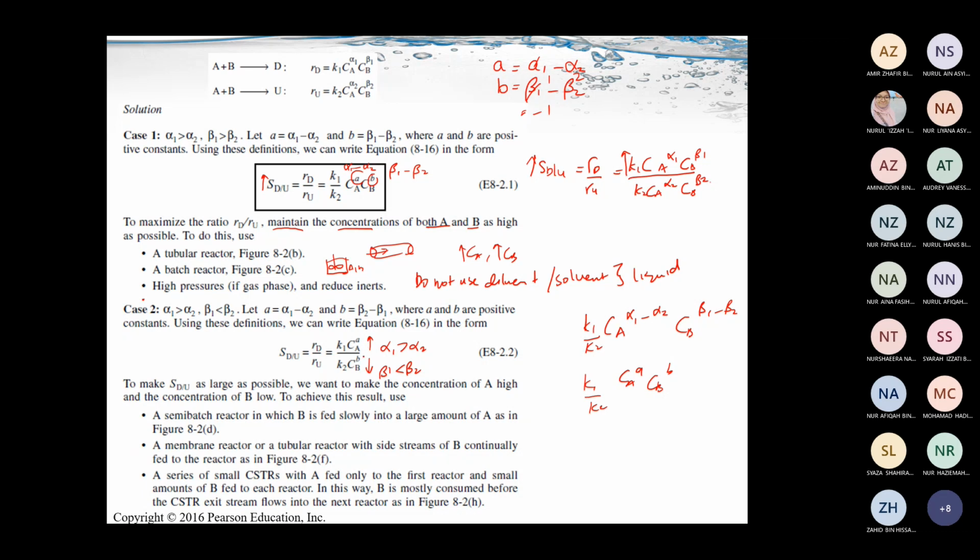Okay, macam mana adalah tengok balik daripada yang sebelum ni figure, which is kita boleh guna fed batch ataupun semi batch. Alright, which is B kita fed slowly tapi dalam sini maintain a pure A. Alright, and then a membrane reactor or a tubular reactor with side stream of B continually fed to the reactor. Okay, so salah satu caranya kita guna banyak side stream untuk B. Sebab kita nak rendahkan CB.